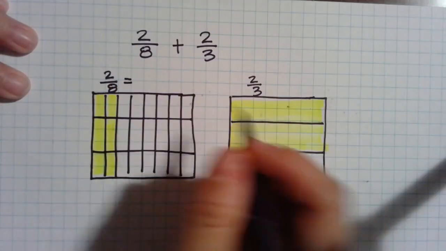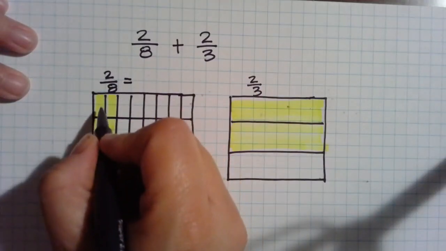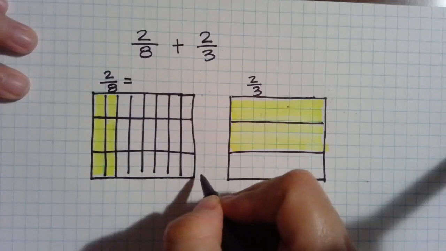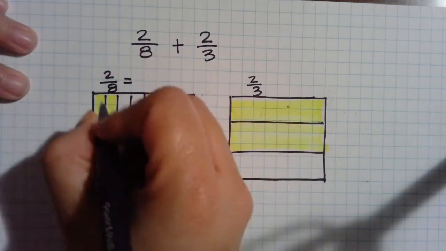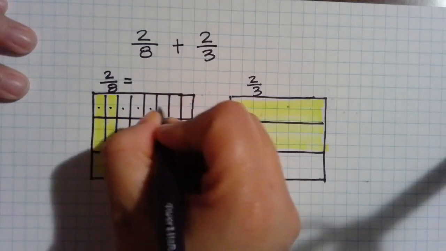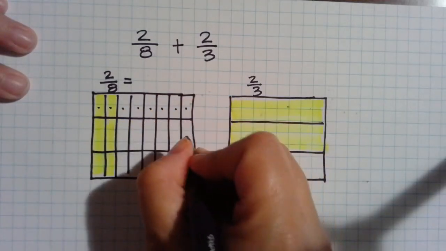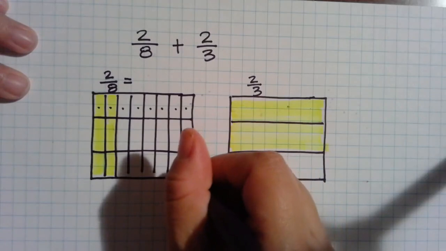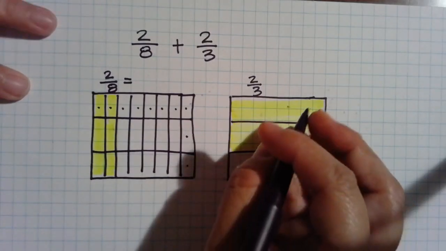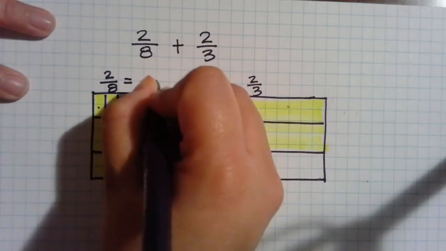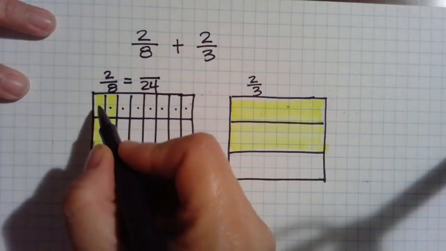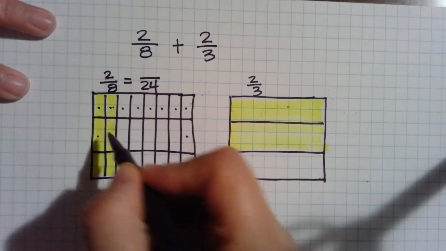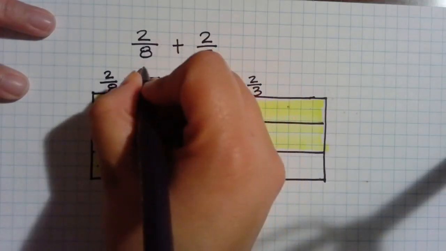My denominator. Okay, I'm gonna find how many total boxes I have, or how many total sections I have. Okay, so I have 1, 2, 3, 4, 5, 6, 7, 8. Another 8 would be 16, and another 8 would be 24. Alright, and the numerator comes from the shaded part. So I have 1, 2, 3, 4, 5, 6.